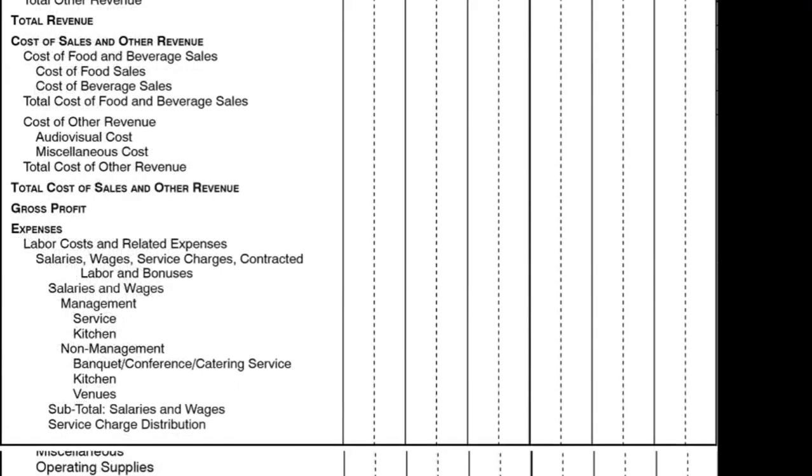After that, you will be looking at the other costs, which is labor cost, the common labor cost. Similar to the rooms department, here the labor cost is also divided into management and non-management. Management is again divided into service and kitchen. Non-management is divided into banquet, kitchen and venues, meaning the other individual outlets. That way, anybody reading this consolidated profit and loss statement is able to understand where the spending is and in which outlet the amount is being spent.